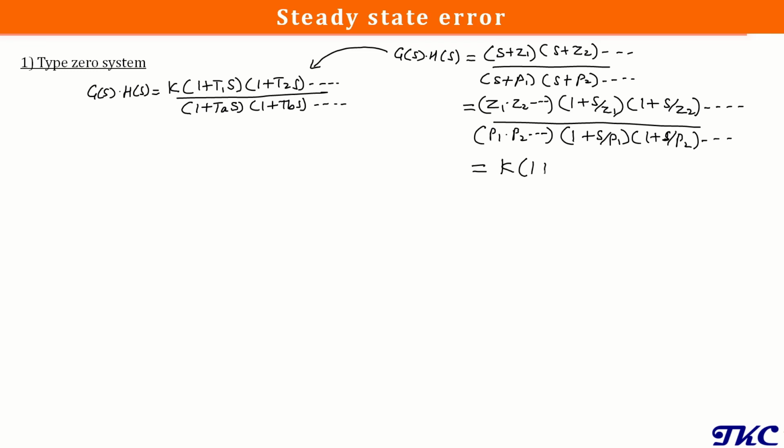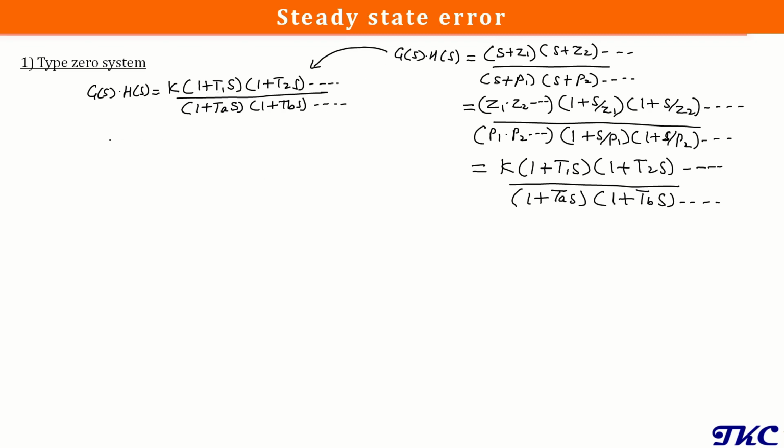So we will have 1 + T1 s, then 1 + T2 s, and so on. And in the denominator we will have 1 + Ta s and 1 + Tb s and so on, considering that 1/p1 is Ta. So here T1, T2 represent 1/z1, 1/z2 and so on, and similarly Ta and Tb represent 1/p1 and 1/p2 and so on. So we can convert the given transfer function into time constant form in this way.